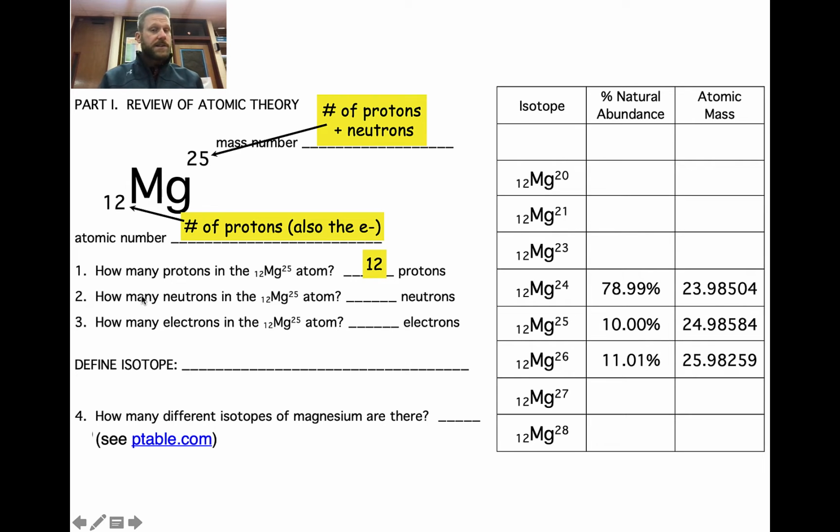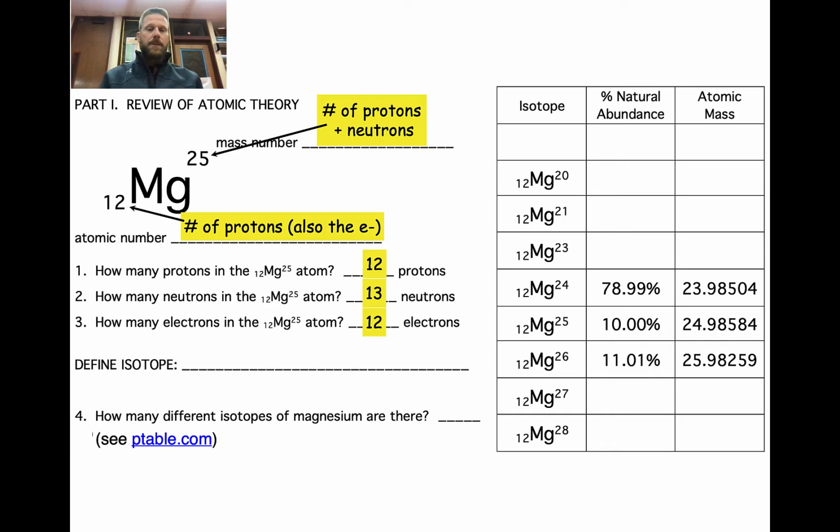How many neutrons does it have then? Well, here we've got to do a little math. We know it has 12 protons, and we also know that it has 25 protons and neutrons. So if we take the mass number and subtract the atomic number, we will get the number of neutrons in the nucleus. 25 minus 12 is 13 neutrons. As we know, if an atom is neutral, the number of protons and electrons have to be equal. So if there are 12 protons in this magnesium atom, then there must be 12 electrons in this magnesium atom.